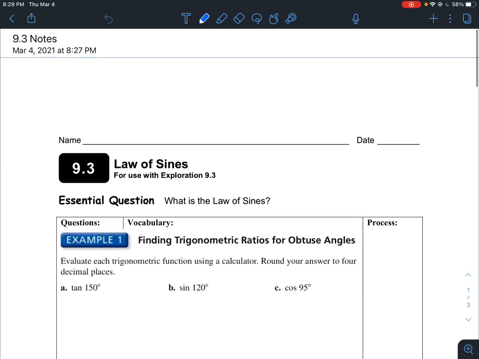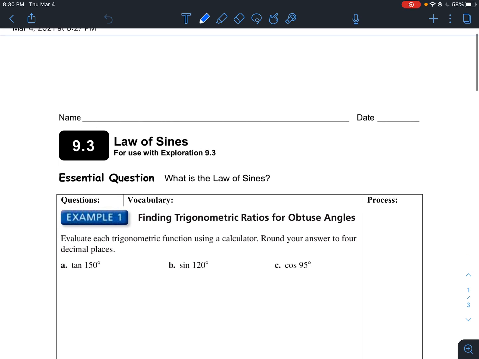Alright, so we're going to skip a couple of sections and come back to them, but this is some stuff for the juniors who are taking the ACT next week. The law of sines might potentially be on the ACT, so it might be good to know some of these things.